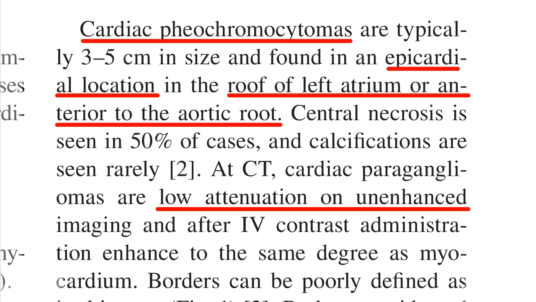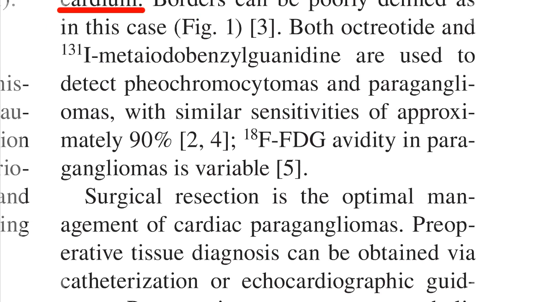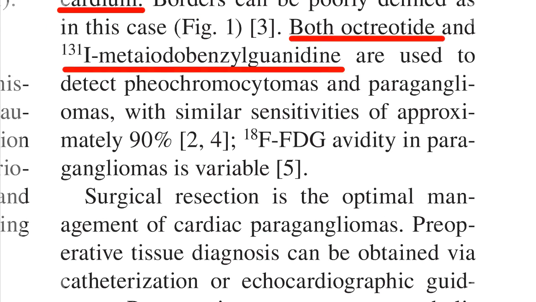They're low attenuation, typically on unenhanced CT. They enhance very rapidly. So these tumors, and the one that I'm going to show you, we actually initially thought it was an AVM, so bright, so much neovascular recruitment, we thought it was actually a vascular malformation initially. So they'll enhance as quickly as the myocardium, which is a super low resistance structure.